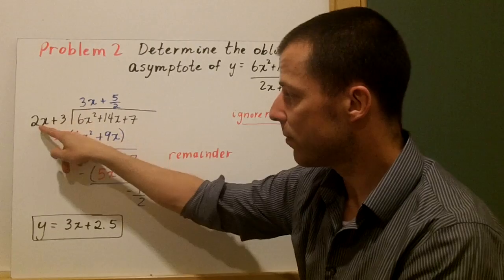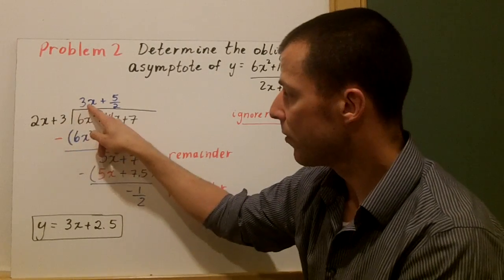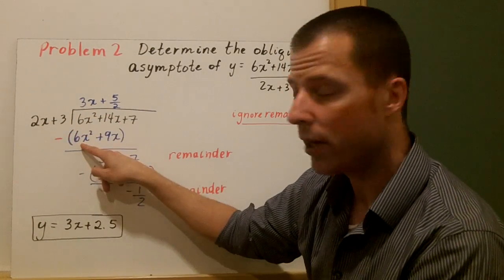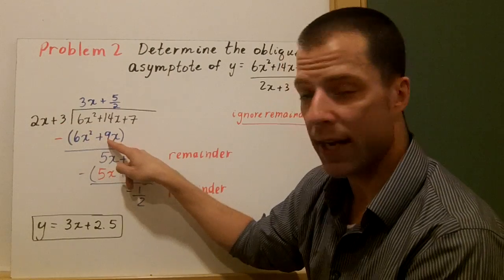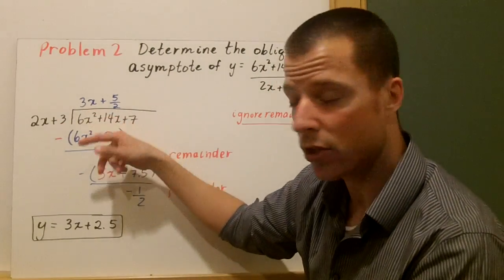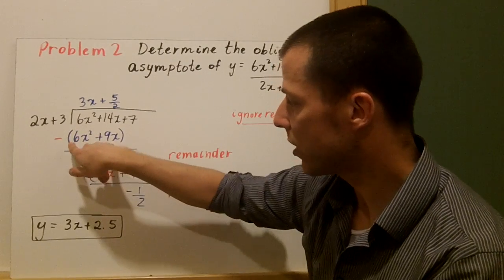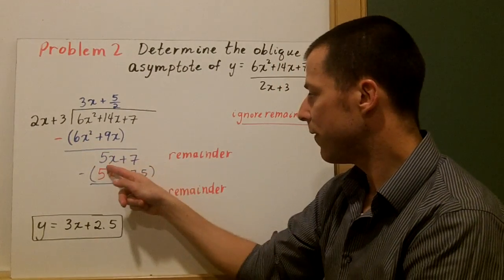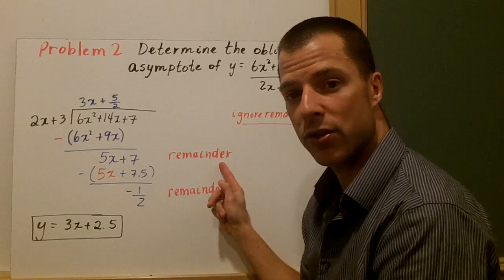So that 3x gets multiplied to both these terms. 3x times 2x is 6x squared. 3x times 3 is 9x. I line up appropriate powers, like terms, okay, and I subtract off that whole blue amount. And 5x plus 7, that's your remainder so far.